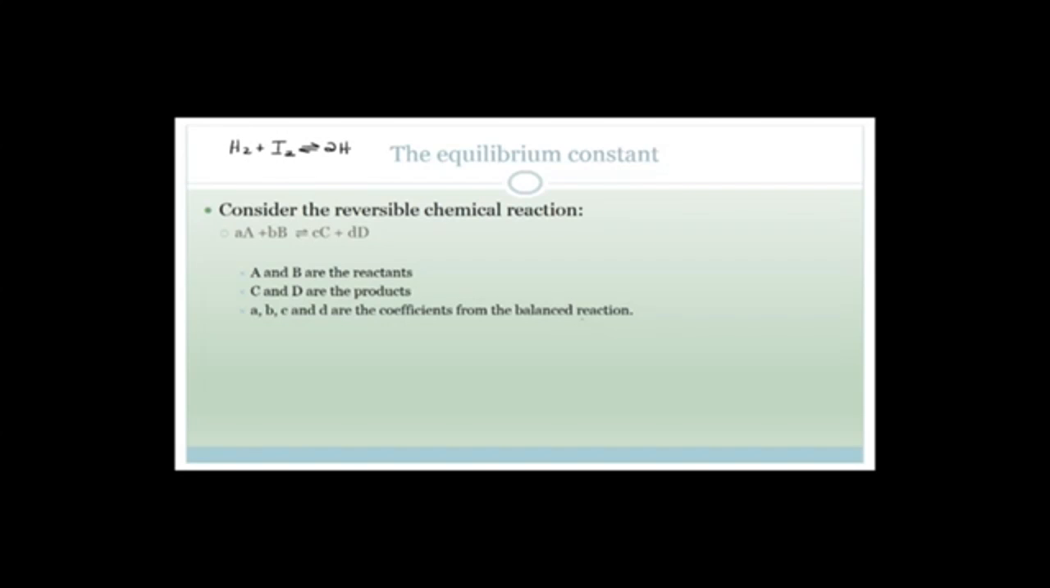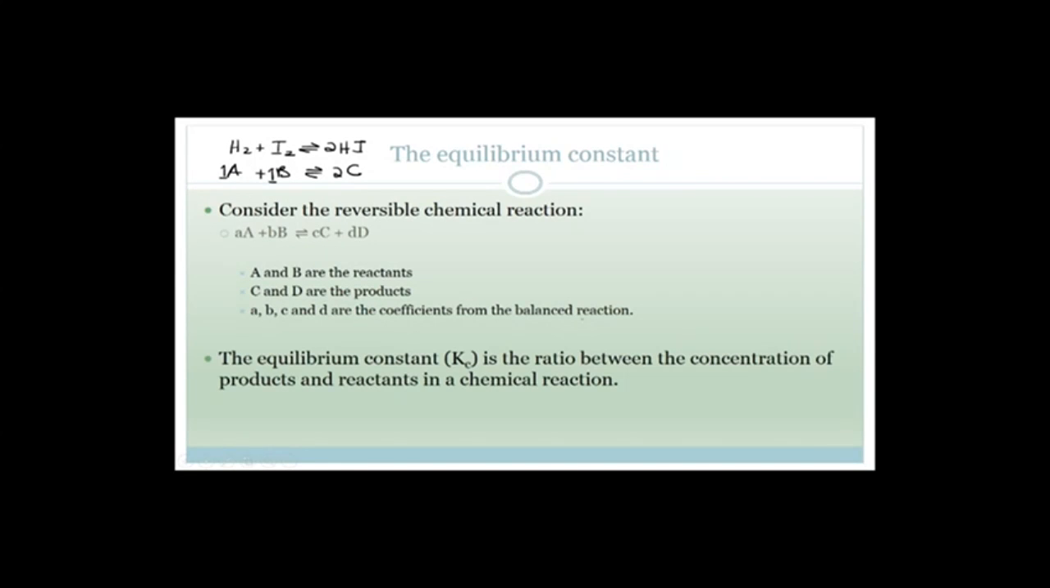Right, so now let's talk about the equilibrium constant. If you've got a reversible reaction, some random reversible reaction, aA plus bB in equilibrium with cC plus dD, where A and B are the reactants and C and D are the products, and little a, little b, little c, little d are the coefficients from the balanced reaction. In other words, if I had H2 plus I2 in dynamic equilibrium with 2HI, we wouldn't have ABCD. It would be just A plus B equals 2C. That's all we're having, and this would be 1A and 1B.